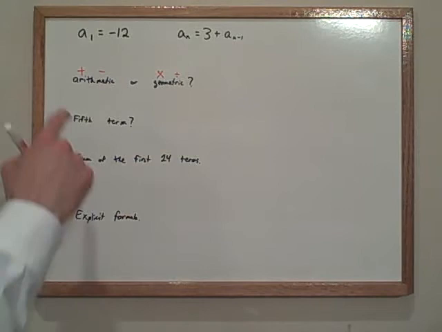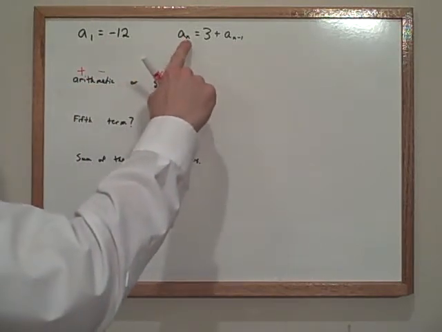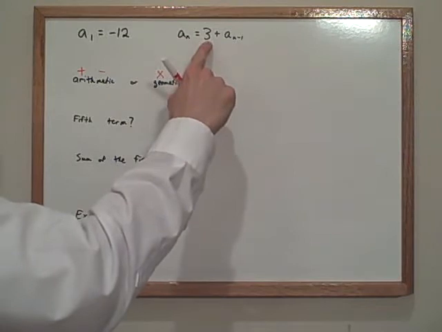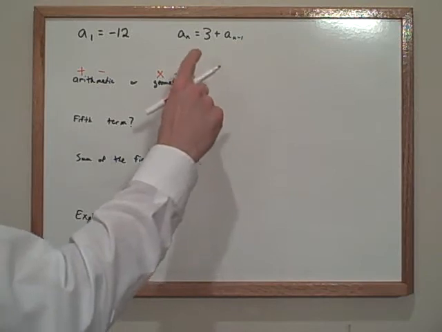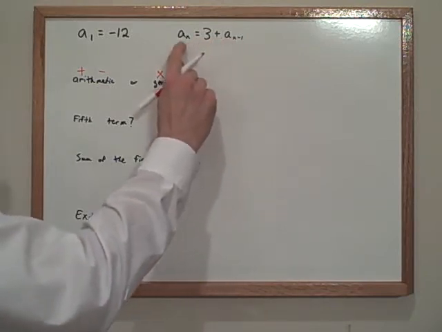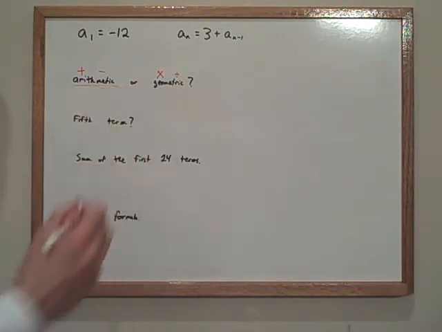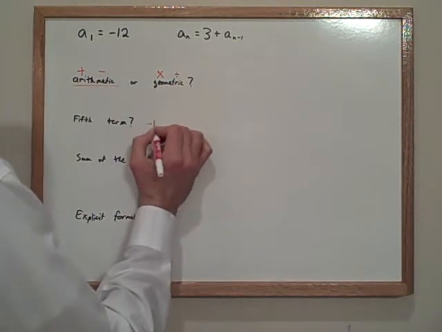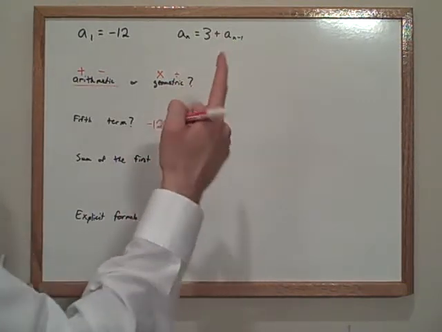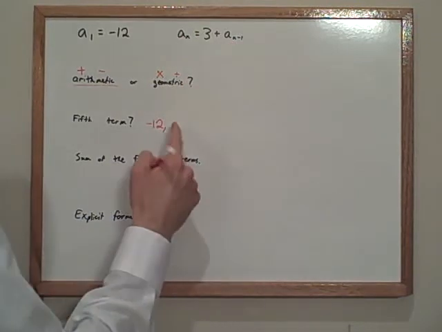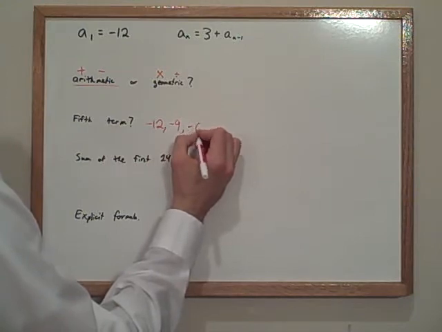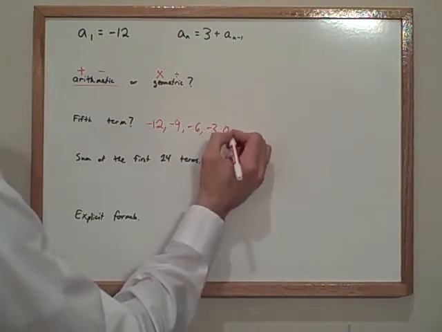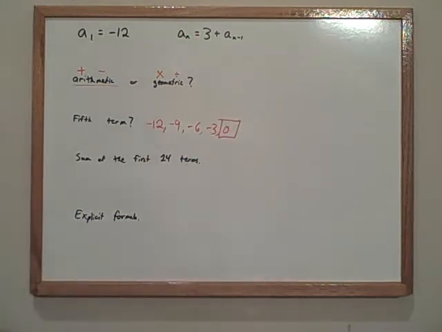Very similar. So, we've been given the first term, and any term we want is 3 plus the term that comes before it. This means the previous term plus 3 gives us whatever. Well, I said plus, that must be arithmetic. So we have that one decided. The fifth term, this shouldn't be hard at all. We know the first one, negative 12. Any term we want, we take 3 and add to the previous term. So 3 plus negative 12, plus 3, plus 3, plus 3. There we go. There's the fifth term.